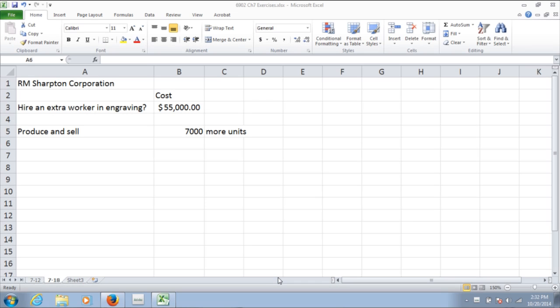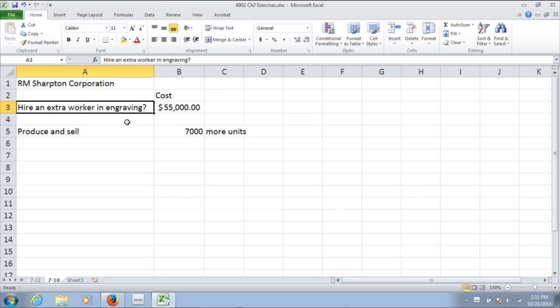Problem 718, R.M. Sharpton Corporation, matches up with what we've seen in The Goal, and that is the idea about breaking a bottleneck. So here we're looking at the theory of constraints. The question that R.M. Sharpton is concerned about is that the engraving department is really holding things up.